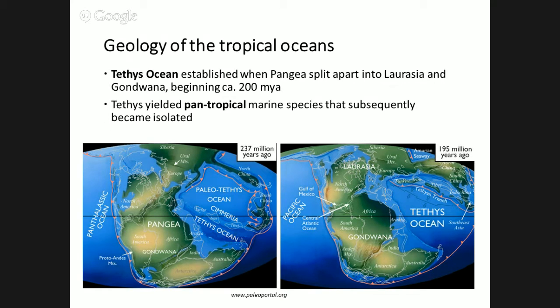So a long time ago, approximately 200 million years ago, there was a very large ocean that developed when Pangaea split apart into Laurasia and Gondwana, these 2 very large land masses. So the Tethys Ocean was the name of this ocean. And it was so large, spreading around this tropical region of the Earth, that what it did was enable the evolution of a whole series of organisms that had pantropical distributions. Okay, so the Tethys yielded pantropical marine species. And as the continents continued to move around, these subsequently became isolated. And you can see the remnants of this pantropical distribution in many organisms today.